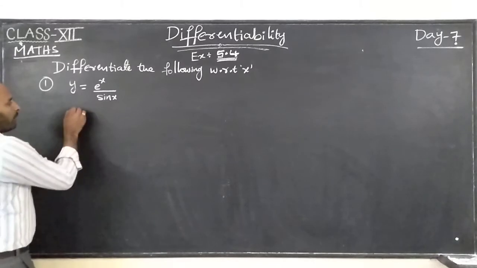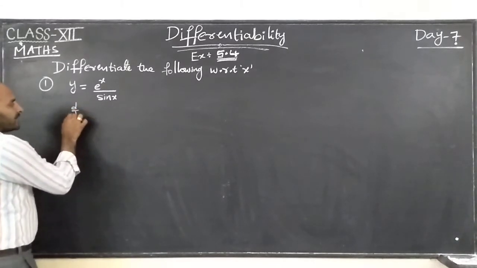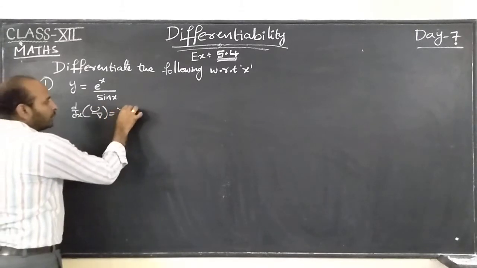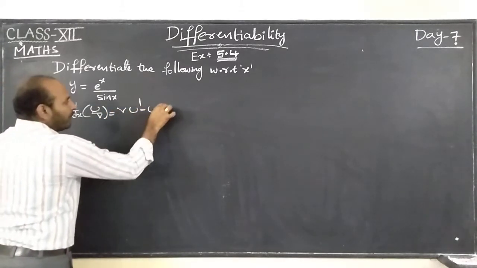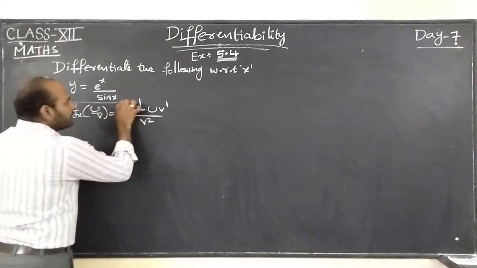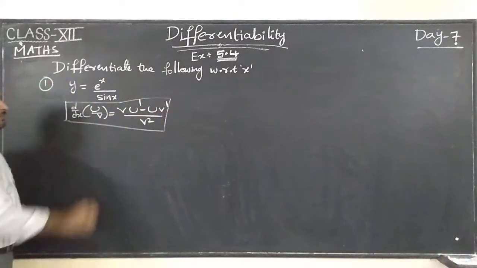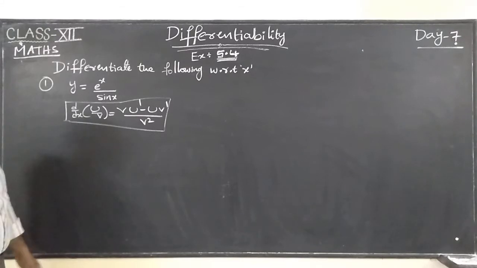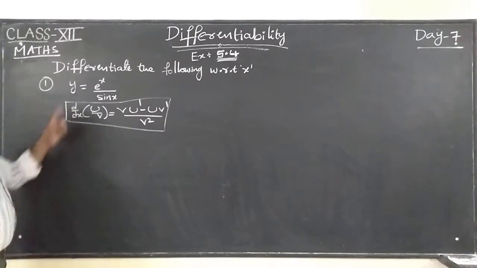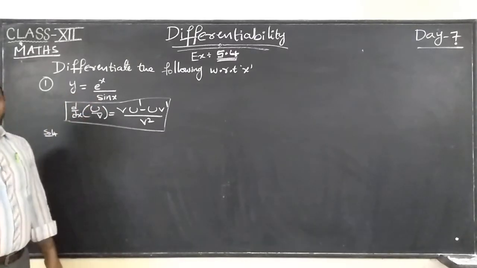So what is the actual quotient rule formula? d by dx of u by v is equal to v into u dash minus u into v dash, by v square. This is the formula: v into u dash minus u into v dash by v square. Now differentiate with respect to x on both sides.